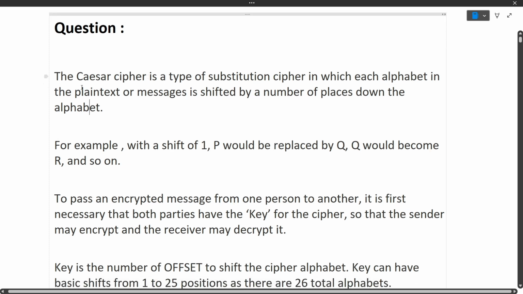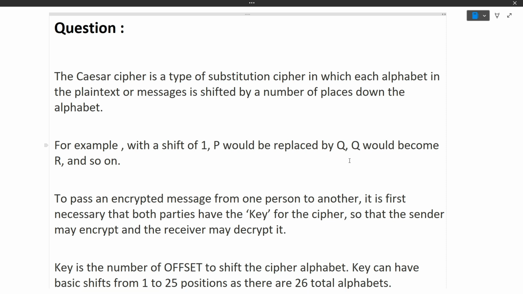So the question here is the Caesar cipher. The Caesar cipher is a type of substitution cipher in which each alphabet in the plain text or message is shifted by a number of places down the alphabet. For example, with a shift of 1, P would be replaced by Q and Q would become R. We know that the alphabets are A, B, C, D, E. So if we shift A by one position towards the right, A will become B. So this is what it is saying.